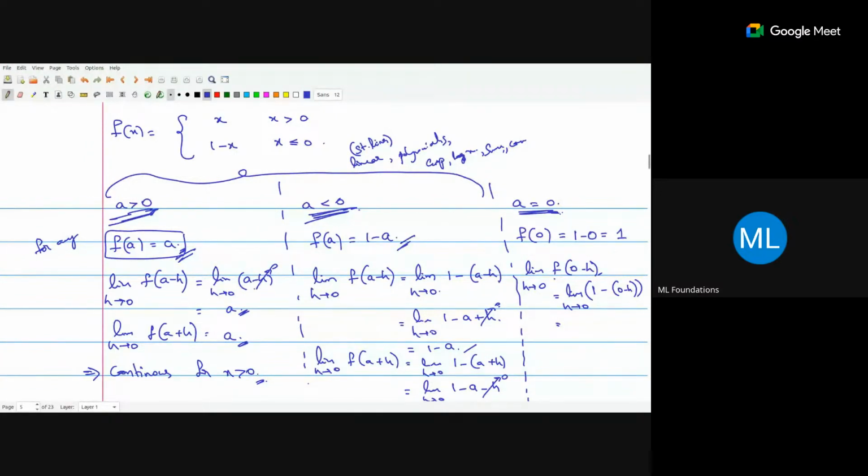So I have to identify this thing. f of 0 minus h is f of minus h. So what will be the value of f of minus h? Will it be 1 minus of minus h, or will it take minus h? Which one will it take? So 1 minus of minus h.